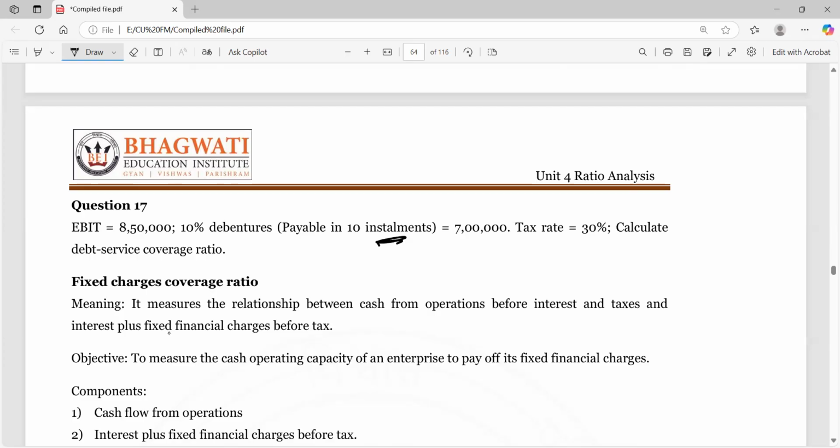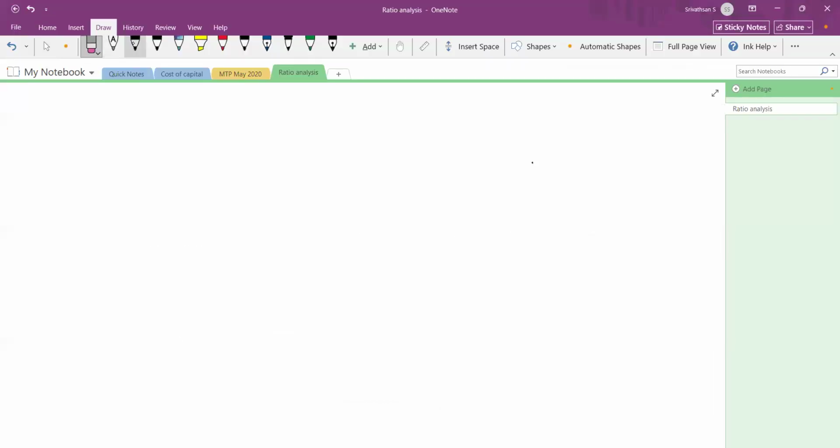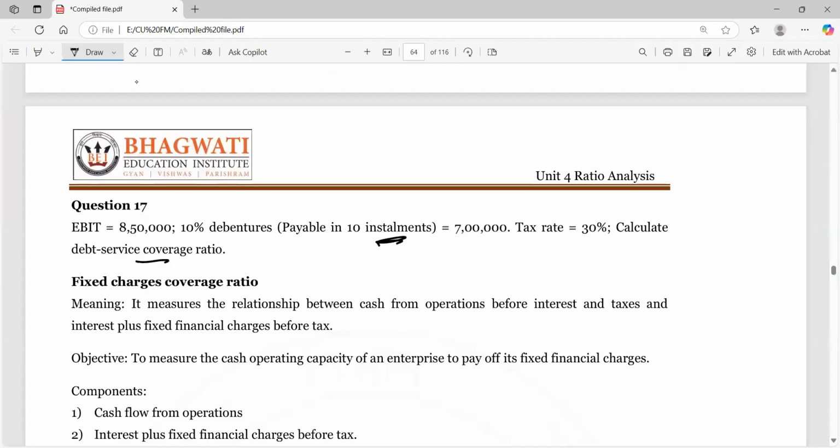So for calculating the debt service coverage ratio, what is the formula? Irredeemable, you are going to pay the principal at the time of liquidation only, no? We are not going to allocate it, because we don't know the number of years if it is irredeemable. It is infinite. So there we cannot calculate the debt service coverage ratio. It is for redeemable only.